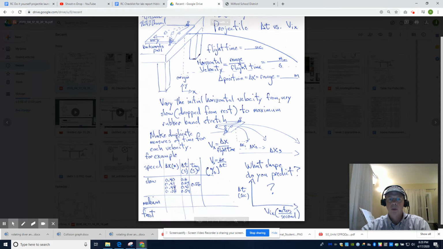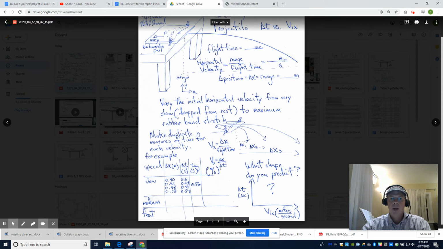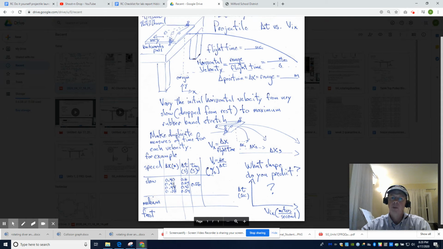Then we vary the initial horizontal velocity. So the sample calculation is supposed to be like a storyboard. It's supposed to walk you through the experiment. And this diagram is supposed to show slow, medium, fast, and then this table is supposed to emphasize do duplicate trials. You can have a slow, medium, and fast, a qualitative description, but make sure for each strength, measure the range, measure the time over and over again, average them.